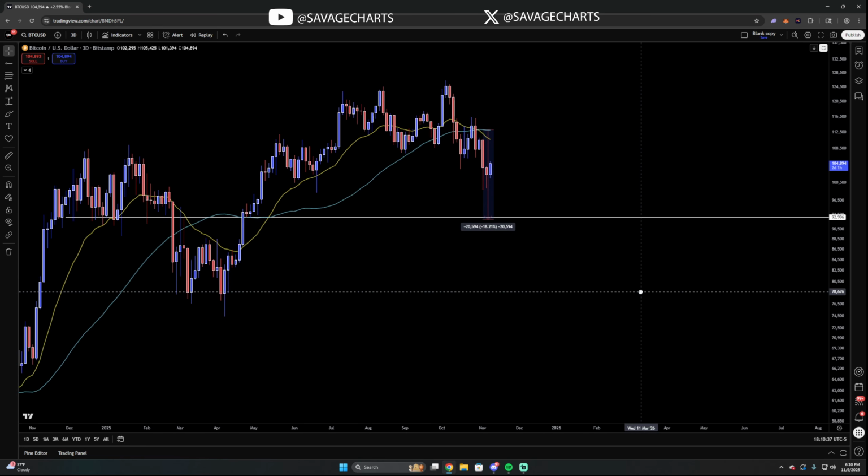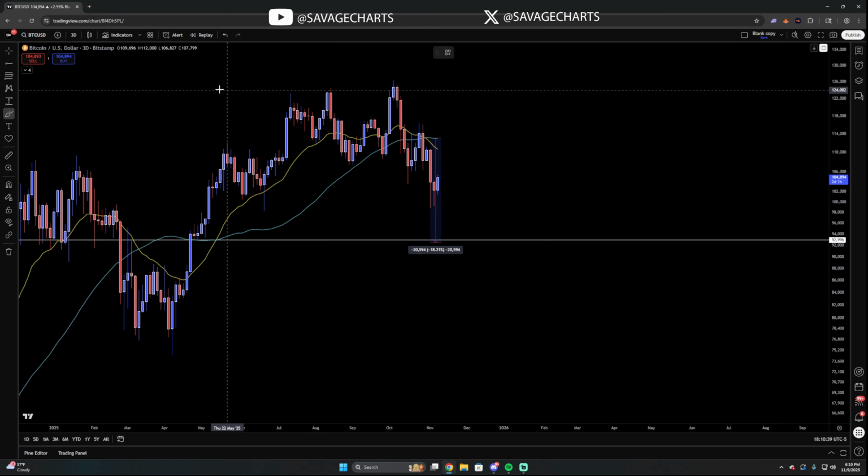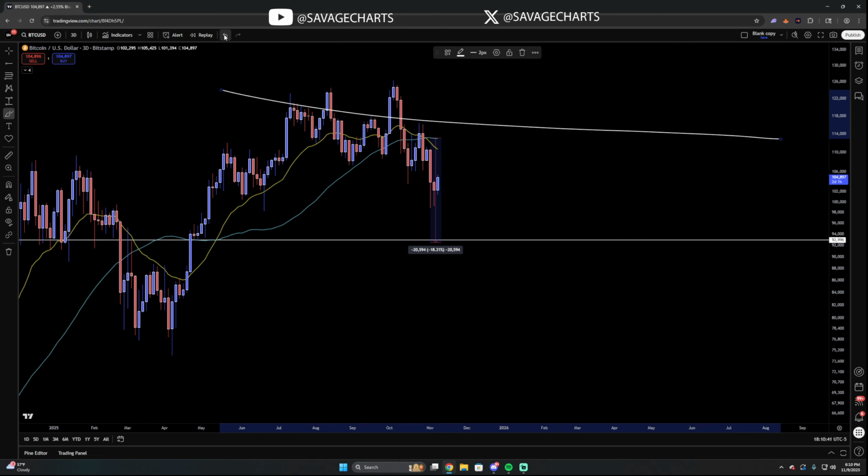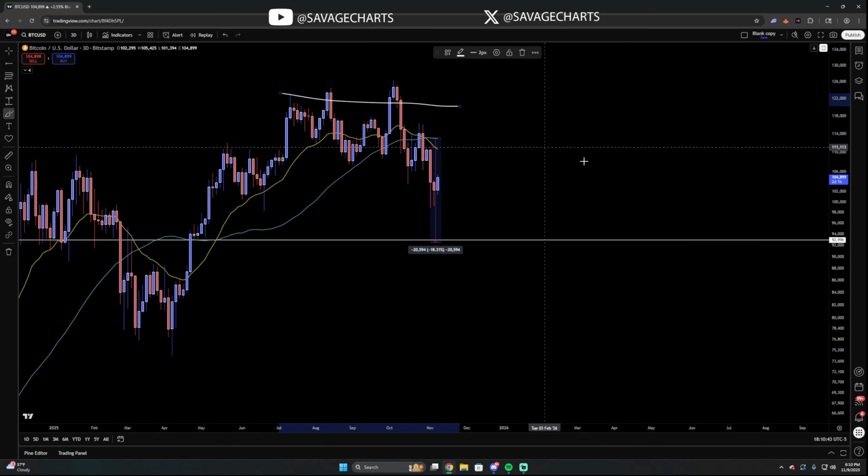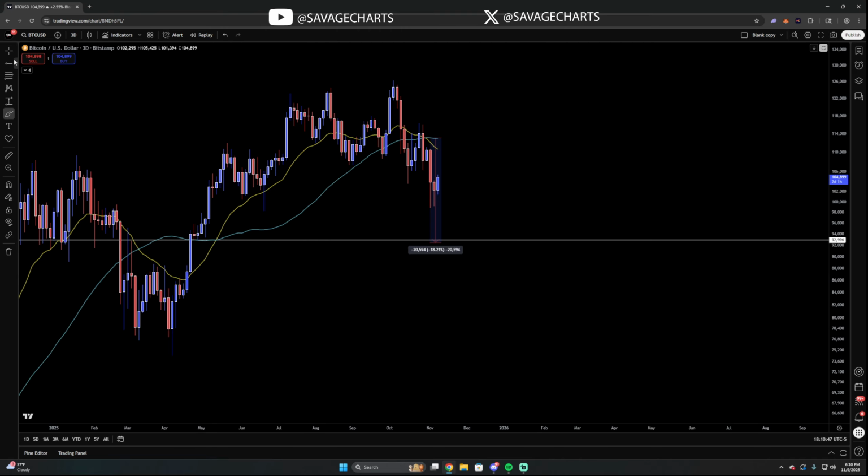And everything goes with it, right? Bitcoin makes that clean break of the highs. That is an ugly high. Clean break of the highs right here. And everything sends. Kind of how I want to play it.